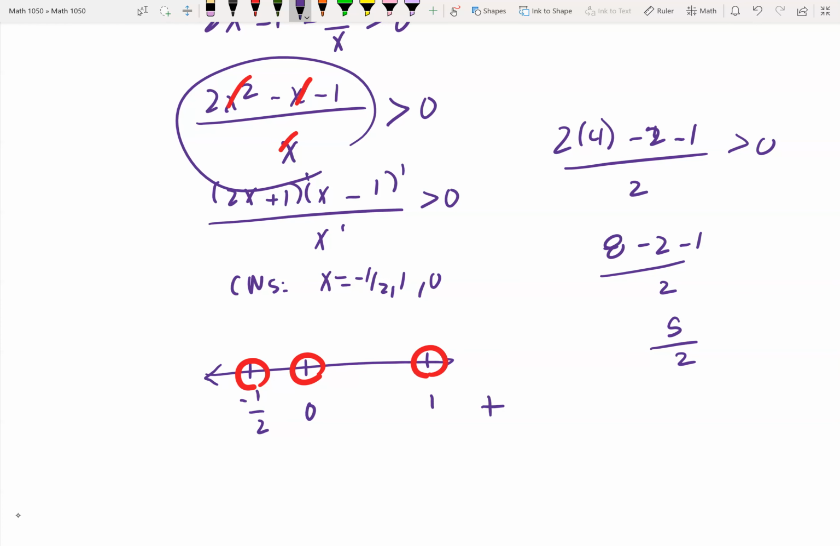I know my signs are going to alternate. It's going to look like that. I would just store a number in if I were you, but I don't have a calculator in front of me, so that's why I did that. Greater than means positive, so that would be here and here. So my final answer is negative 1/2 to 0 with a parenthesis, union 1 to infinity. Highlight my answer, and I'm done.